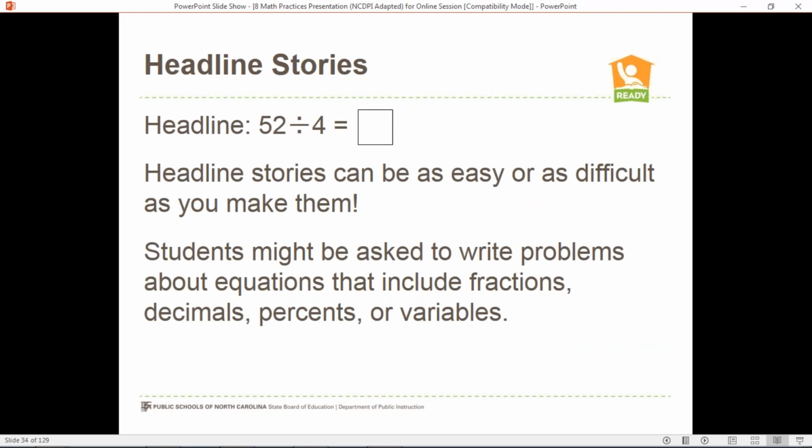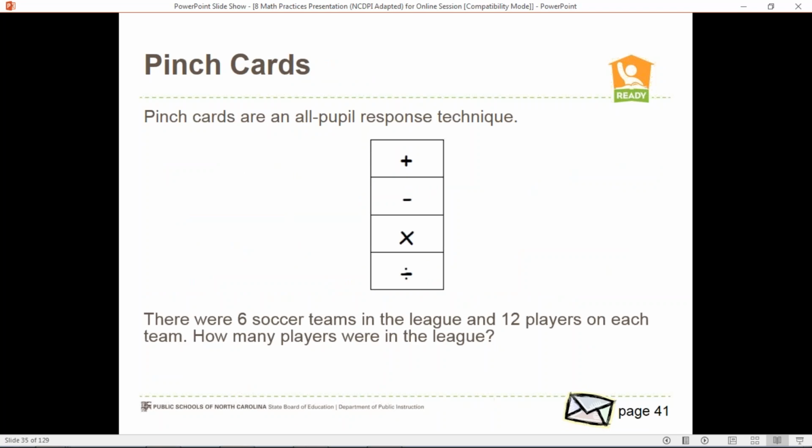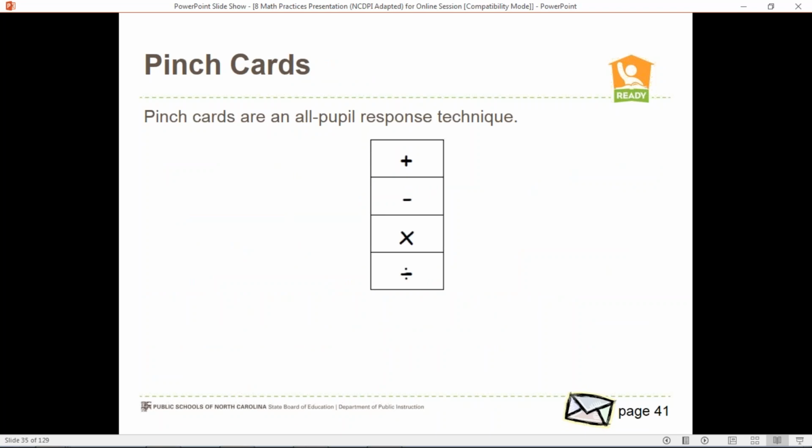So again, these kinds of things can be as easy or hard as we want to make them. We can bring in fractions, decimals, percents, variables, all those pieces based upon the content we're either teaching or about to teach, or maybe as a review of something we did earlier. So we could just say that the headline is 52 divided by 4 is something, and then we'd like you to think about how would you solve that? What would be a story that could go in there? And so we could certainly come up with lots of solutions.